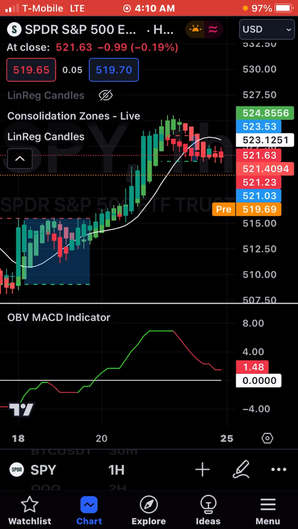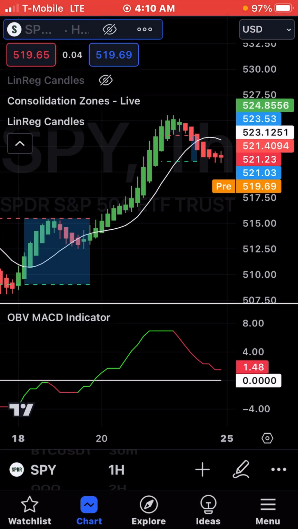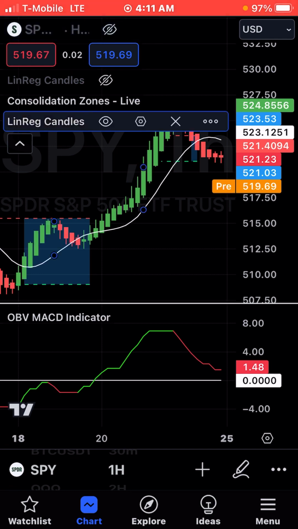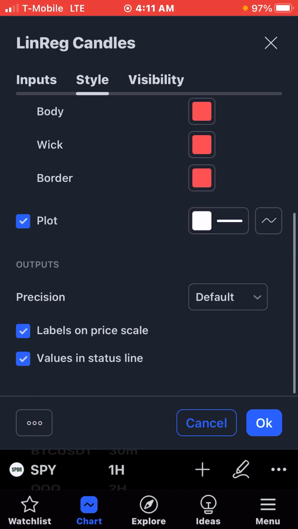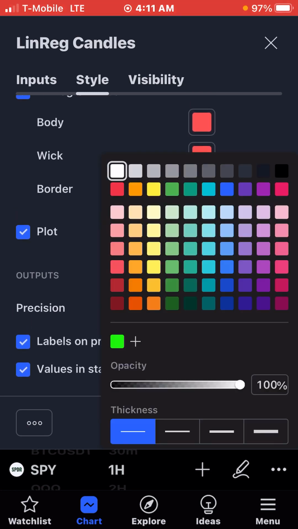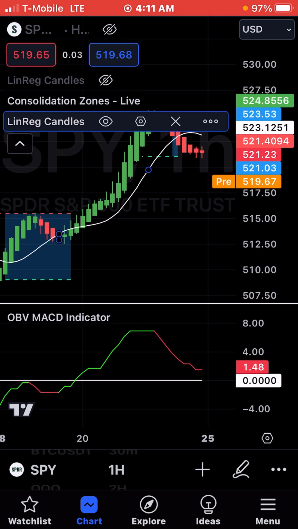The first thing you really need to do is hide the candles, because you have two candles loaded at the same time. You want to hide your regular candles, and you want to have your linear regression candles here. So the settings for the linear regression candles: you can change the candle colors to whatever you want, but you need to have your linear line right here. You can make it thicker. I either choose white or yellow for mine. And once you're done, it'll look like this.